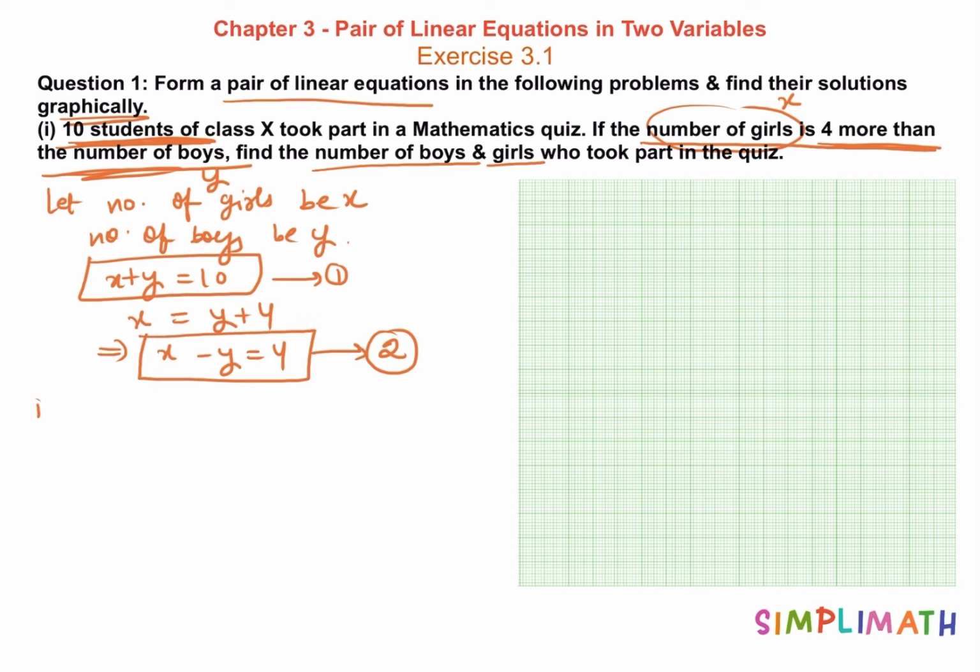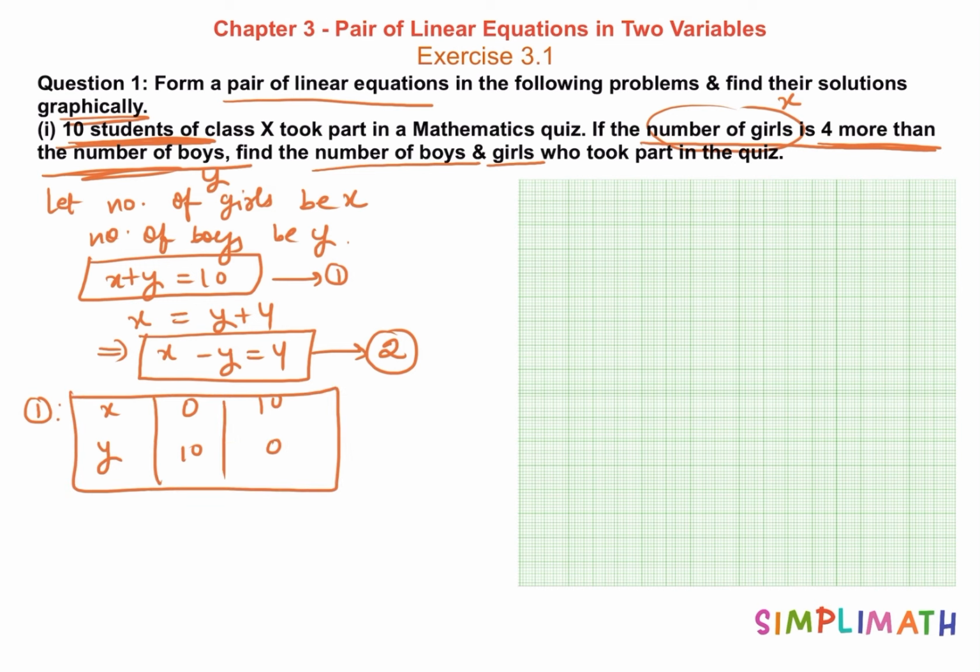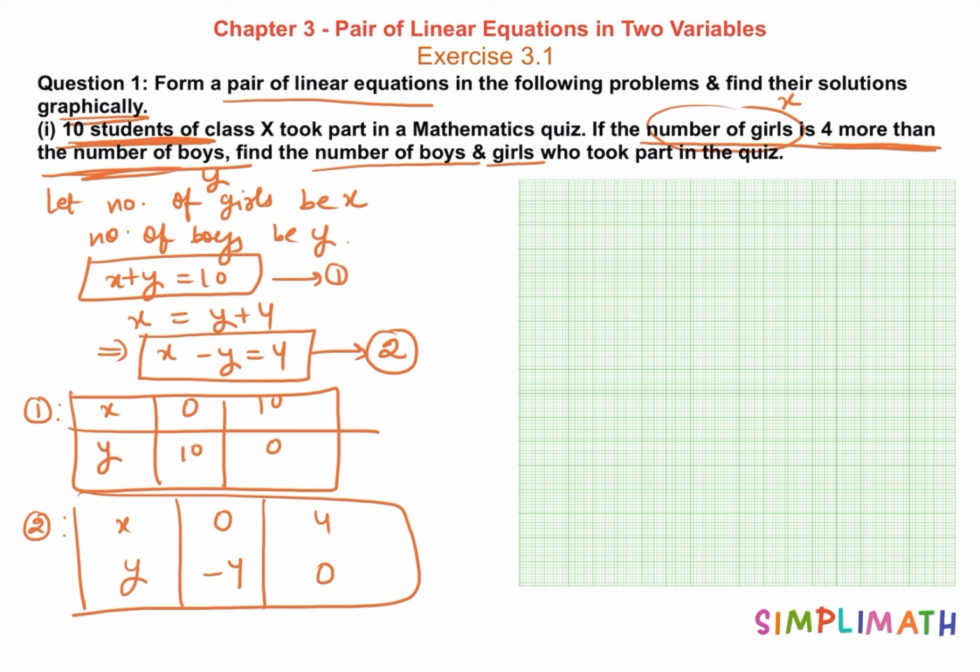Now let us come to equation number 1. So when X is equal to 0, Y equals 10, and when X equals 10, Y equals 0. So we are doing this to plot the points on the graph. And for equation 2, I can say that when X equals 0, Y equals minus 4, and when X equals 4, Y equals 0. Now let us plot these points on the graph.